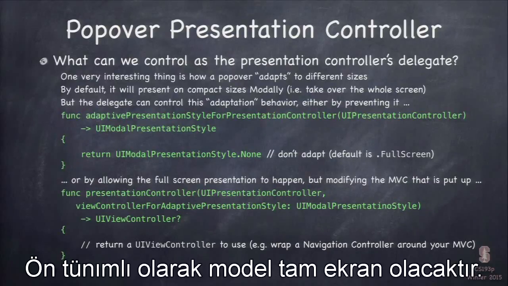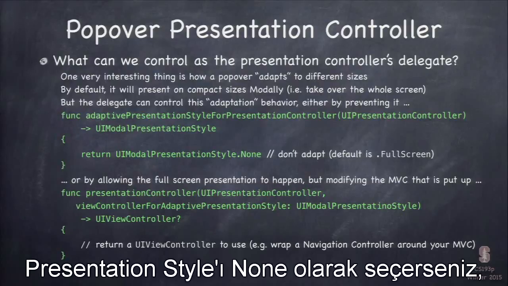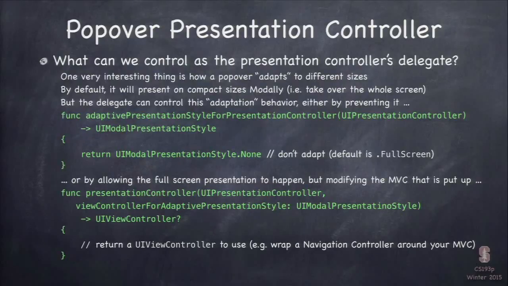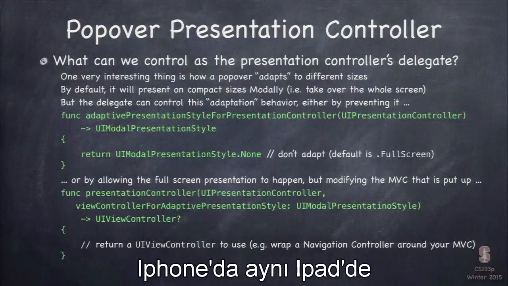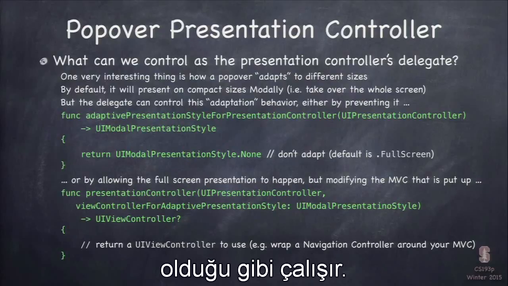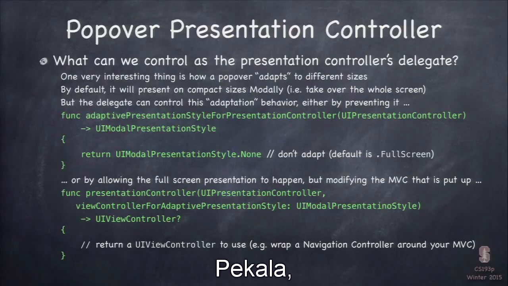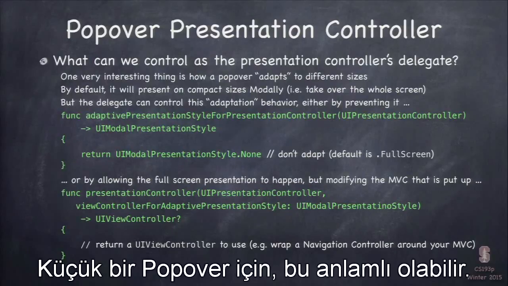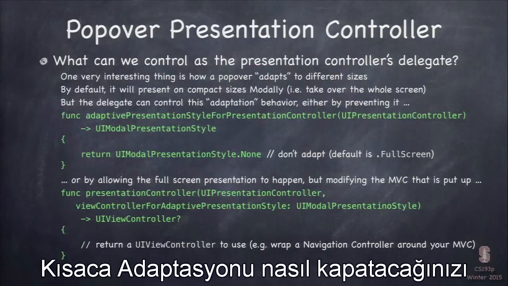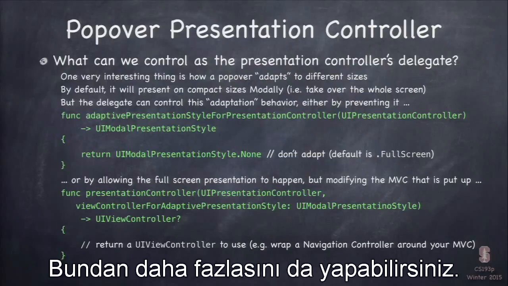Now, by default, this is going to say full screen modal. But you can say UIModalPresentationStyle none, which means don't adapt. So present it on the iPhone exactly like you do on the iPad. Okay, so for a small popover, this makes a lot of sense. And so this is how you can basically turn off that adaptation behavior.